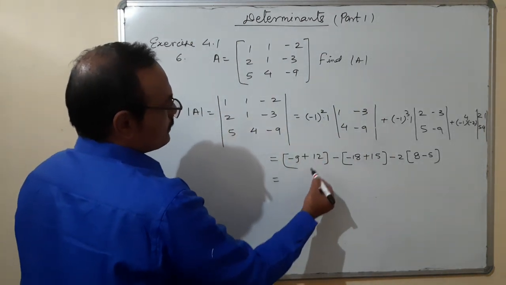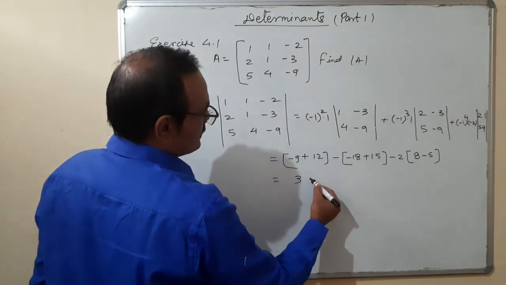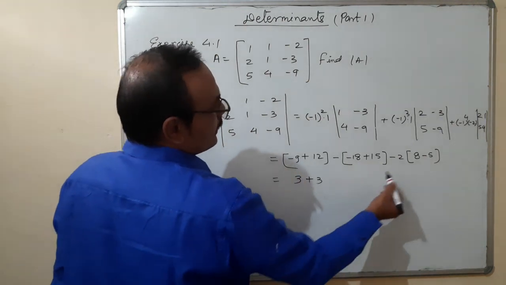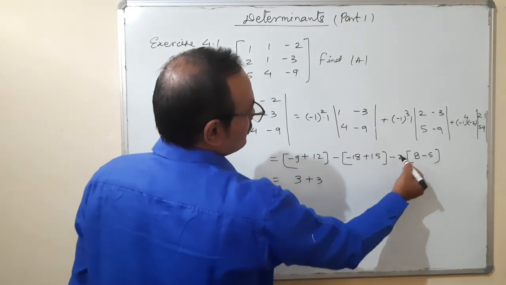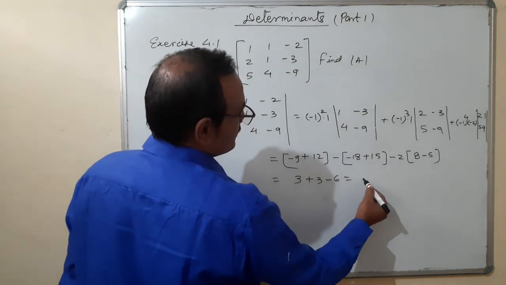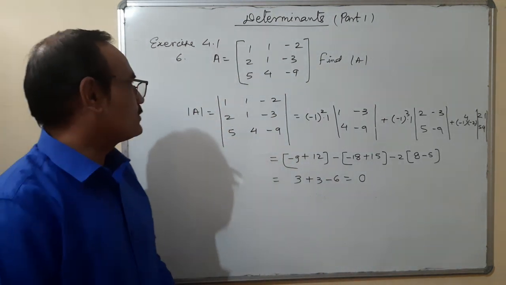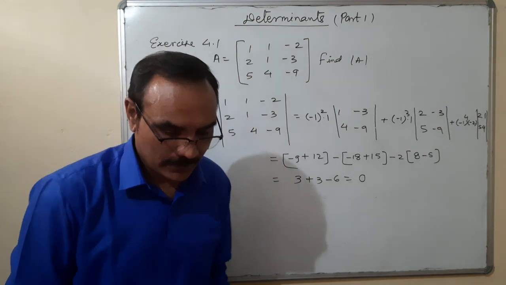Minus 9 plus 12 plus 3, minus 18 plus 15, minus 3, plus minus 3 plus 3, and it is 8 minus 5, 3, 3 2s are 6 minus 6. So the result is 3 plus 3, 6 minus 6 is equal to 0. So what is the value of this? The determinant value of this matrix is 0. Okay.